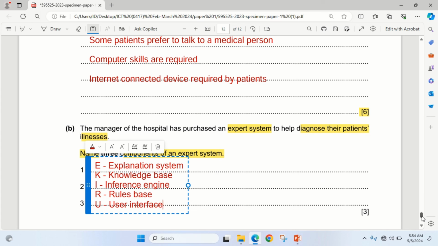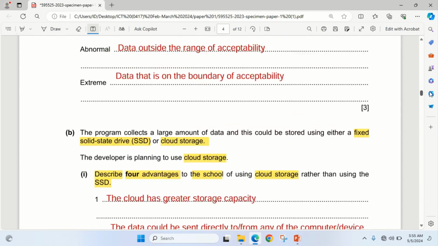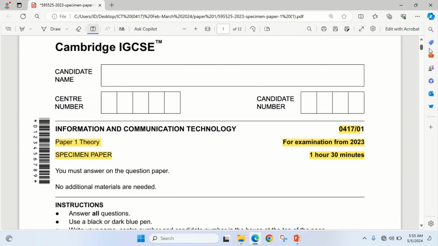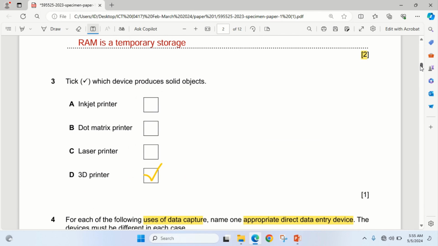So with this, we have come to the end of this paper. Like I said at the start of this video, this specimen paper is used to mirror the likely questions that can come for exams in 2023, 2024 and 2025. So it is a very good paper to use when preparing for paper 1 ICT 0417. It's going to mirror some areas, how the questions will be structured, likely questions and all that. So please take advantage of this video as you prepare for your exams.